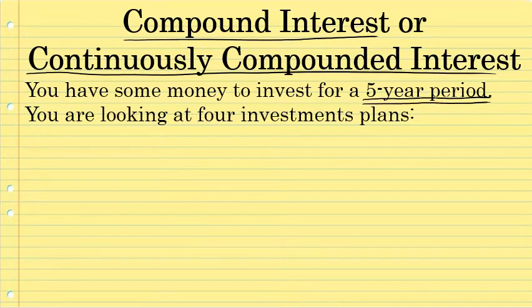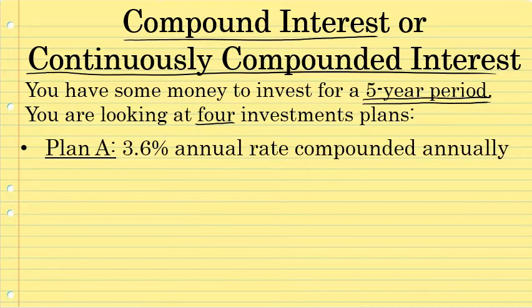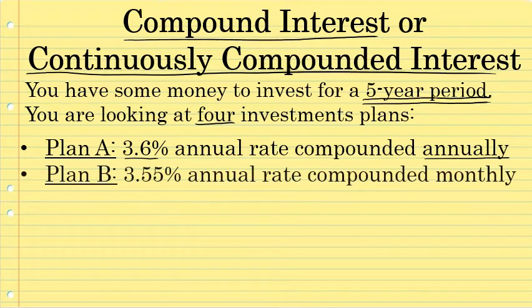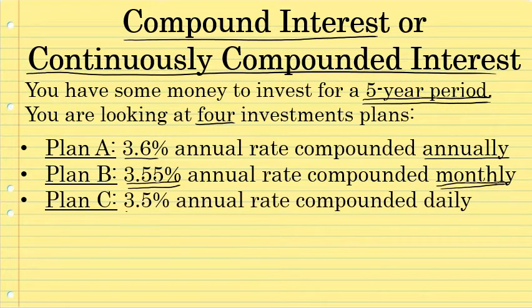And we're looking at four possible investment plans. The first plan has a 3.6% annual rate, and it's compounded annually, just once per year. A second plan, the interest rate is a little lower, but the interest is compounded monthly. It's compounded more often. A third plan has even a little bit lower of a rate, but this interest would be compounded daily.